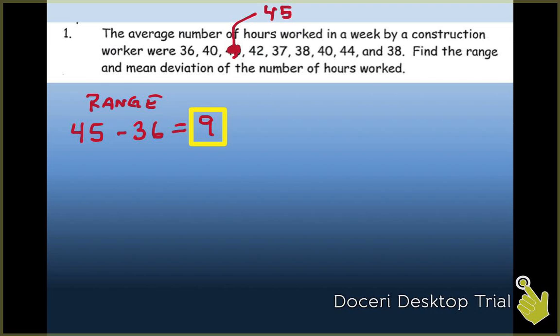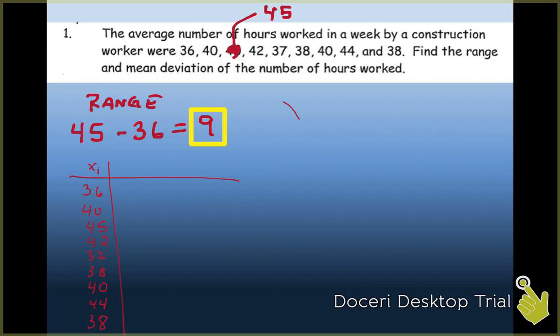To find the mean deviation, it's a little more work. So we want to start by figuring out what each of our data entries are. So our x sub i. Well, each data entry we have are 36, and they don't have to be in order. 40, 45, 42, 37, 38, 40, 44, and 38. So those are each of our data entries.